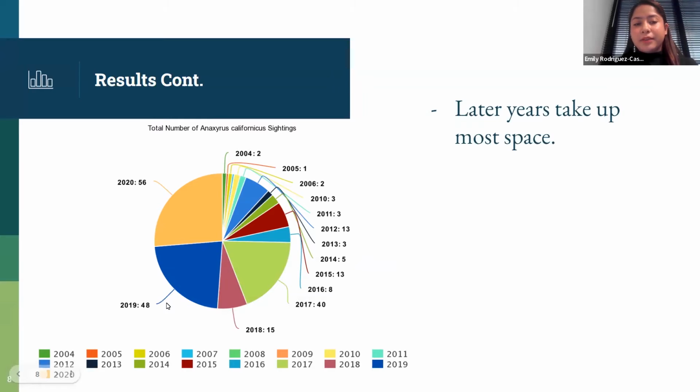And I thought this would be another great way to visualize this. Most of the space is being taken up by later years with larger numbers. The number of sightings being here 56, 48, 15. And as we go earlier in time, there are way fewer observations, being like 1, 2, or 3. And whenever it's 2012 and above, we kind of see larger numbers coming up.